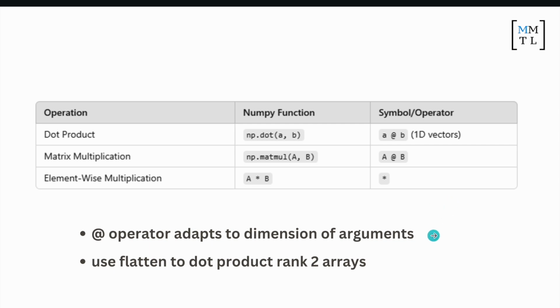But if you have two rank 2, two-dimensional arrays and you do the at between them, then it'll come up with the matrix multiplication, and you can only get the dot product if you flatten them. So there's another method called flatten. You go a dot flatten brackets, and that will turn it into a one-dimensional thing. And then using that flattened version, you can dot product it. So just keep in mind these different operators and the difference between these operations.